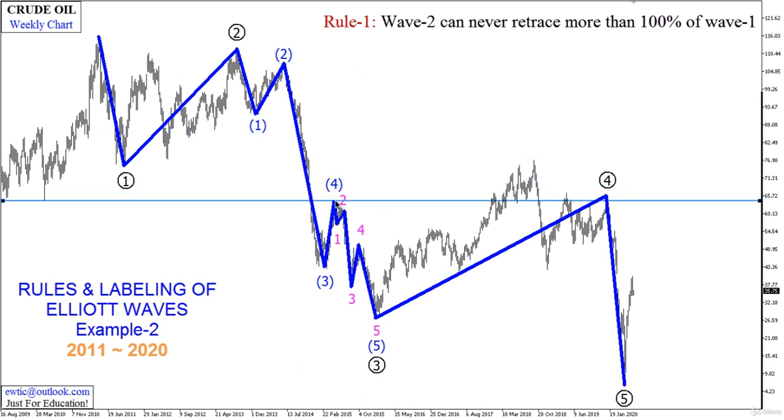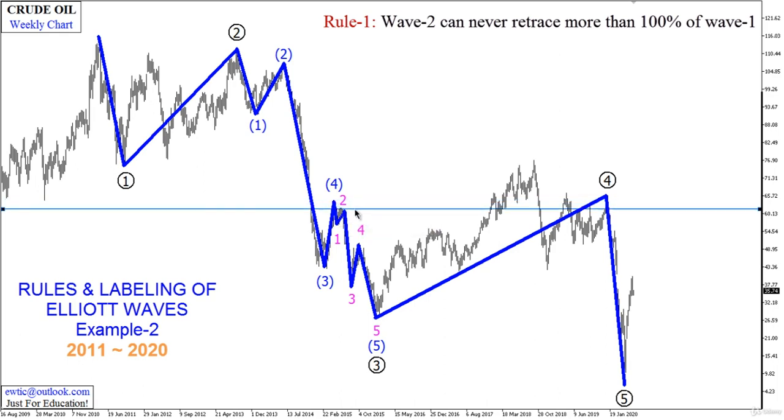Wave 1, start of wave 1 is here, end of wave 2 is here. This is clear that this magenta wave 2 did not retrace more than 100% of this magenta wave 1, right? So the rule number 1 applies here perfectly.